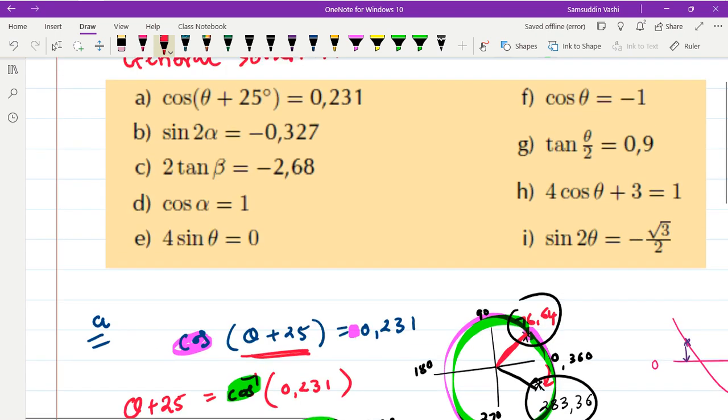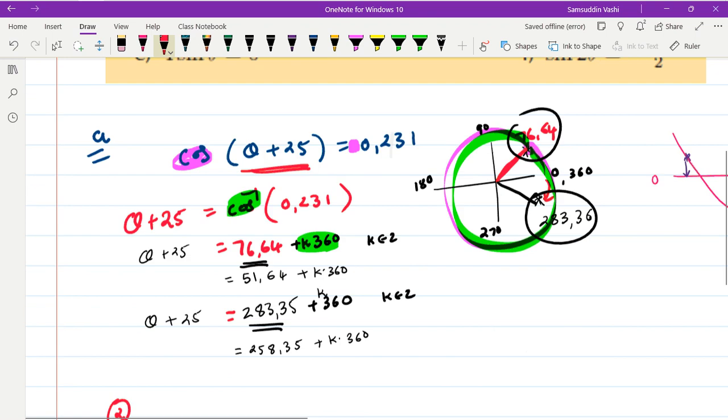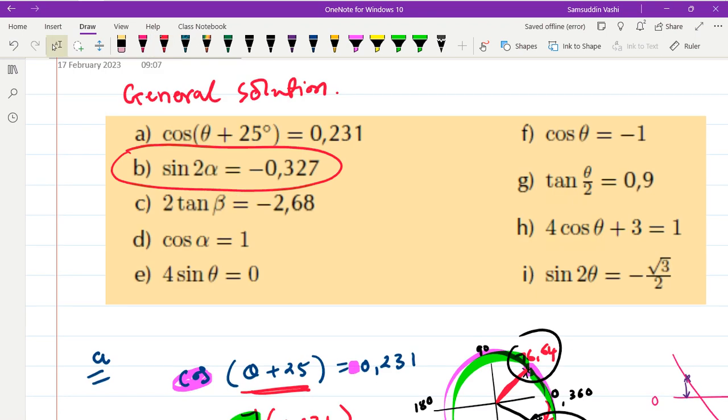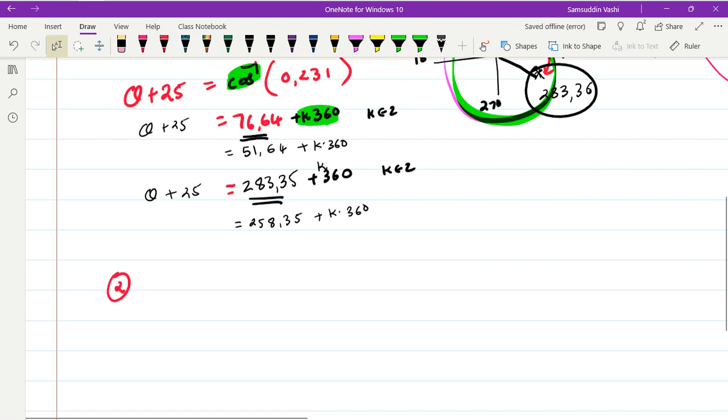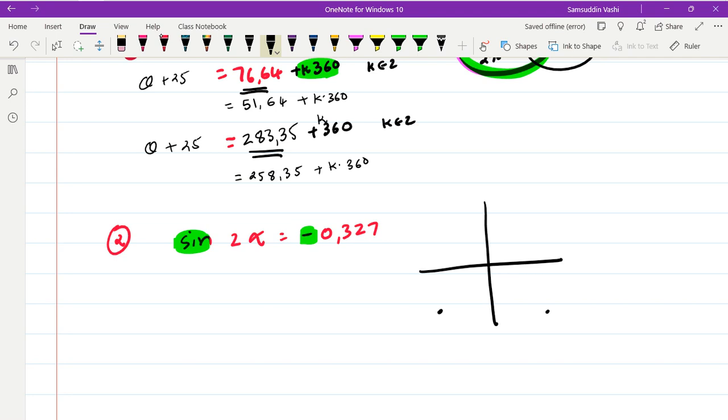Then this one will come, right. Okay, so I'm not taking -1. I'm taking this. Okay, sine 2 alpha is equal to negative 0.327. Is my function alone? What is my function, positive or negative? So I will have two answers. Where will those two answers be? Third quarter and the fourth quarter.